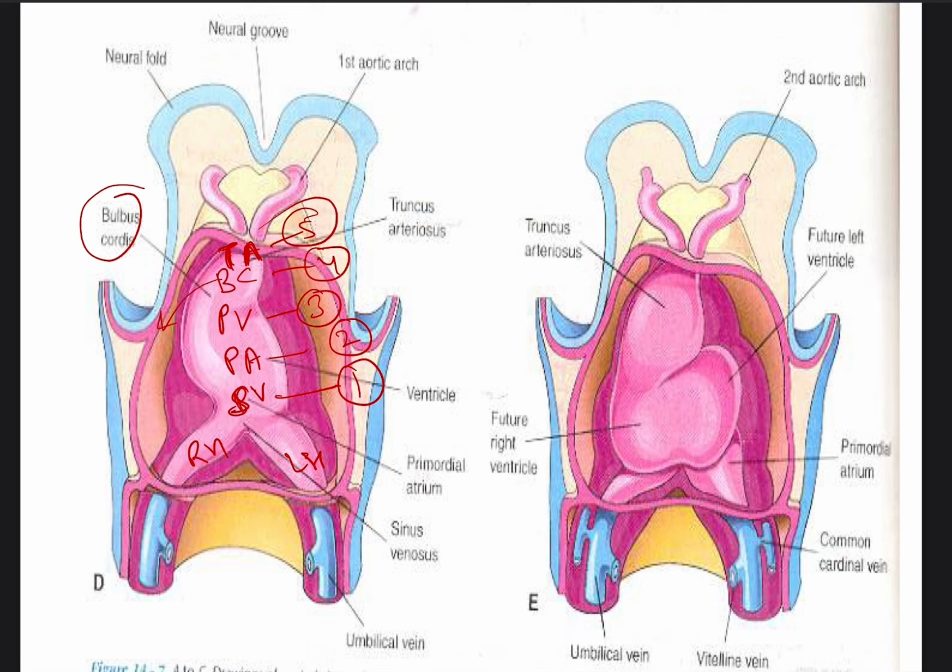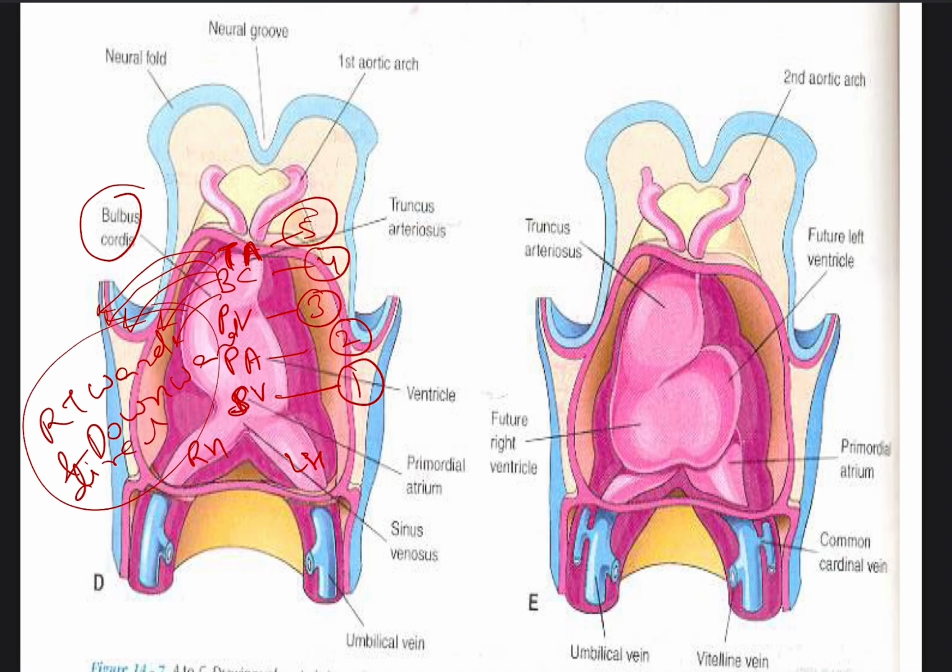In the next part, this bulbus cordis starts developing comparatively more. It develops in such a way that it is not just getting enlarged, but it is also shifting in the rightward and downward direction. This is a very important concept, guys.